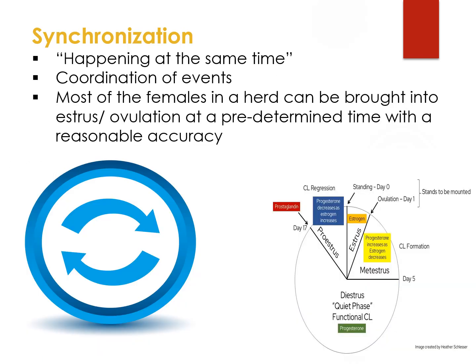So, synchronization. The word synchronization is derived from the Greek word synchronous, which means happening of biological events at the same time. It is the coordination of events to operate a system in unison. Or we can say it is a technique or a process by which most of the females in a herd can be brought together in estrus or ovulation at a specific time with reasonable accuracy.